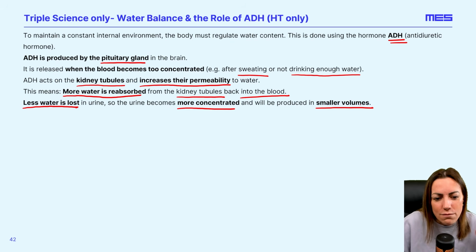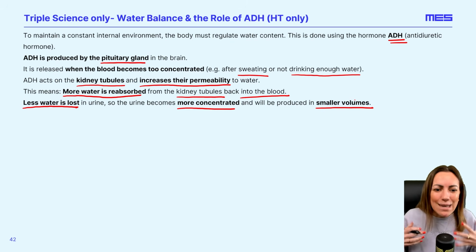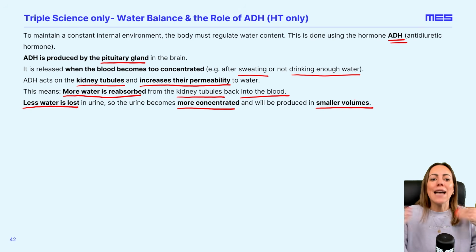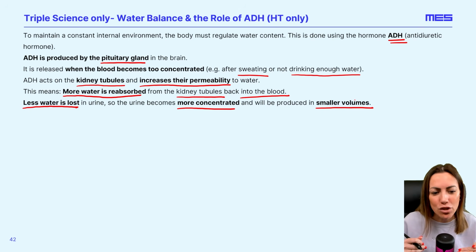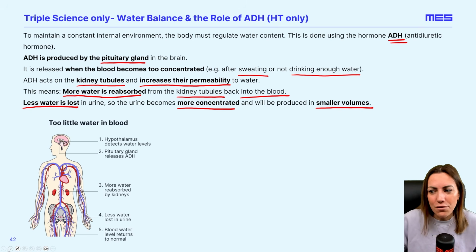and you'll produce much smaller volumes of urine. And this is to make sure that you don't lose as much water in your urine because you want to keep more water in your bloodstream. Because remember, in this example, your blood was too concentrated. It didn't have enough water. So we need to reabsorb more water back into the bloodstream. So we lose less water in our urine, producing smaller volumes of more concentrated urine. Let's go through that on a diagram.